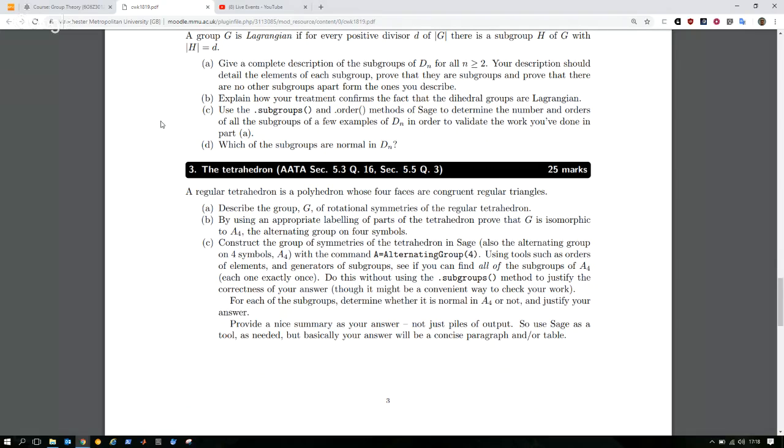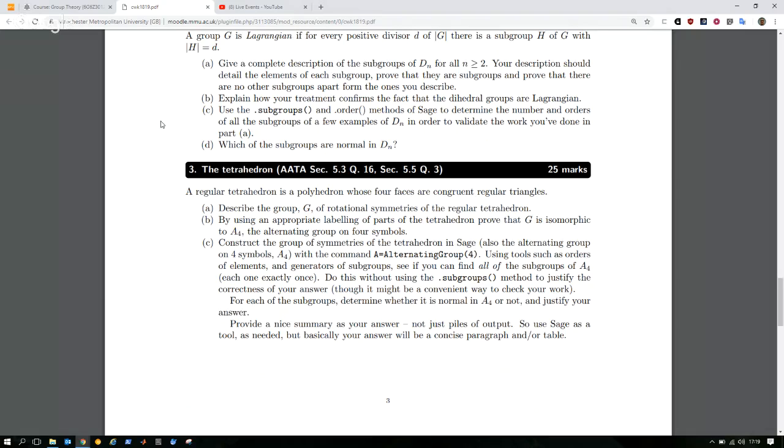make use of SAGE. SAGE has a subgroups method and an order method. If you define a group G in SAGE and do G.subgroups, you get a list of all the subgroups of G. And if you call G.order, you get the size of G, or subgroup.order, you get the size of the subgroup. So I want you to use that.